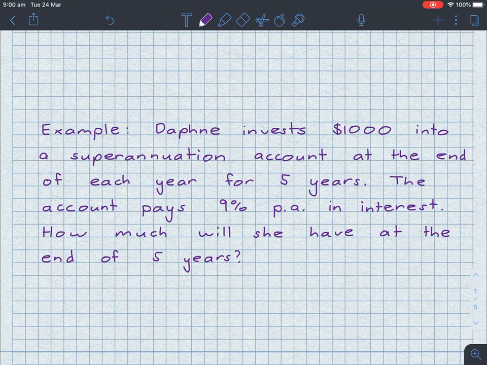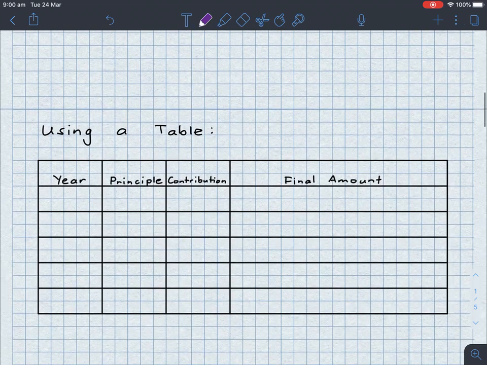So because she's putting in $1,000 every year for 5 years, we're going to need to do 5 separate calculations. So I'm going to show you 2 ways of setting this out. The first way is using a table. So we have 5 years, which means I have 5 rows in my table for 5 separate calculations. She's putting in $1,000 each year, and that's going to be the same for all 5 years.